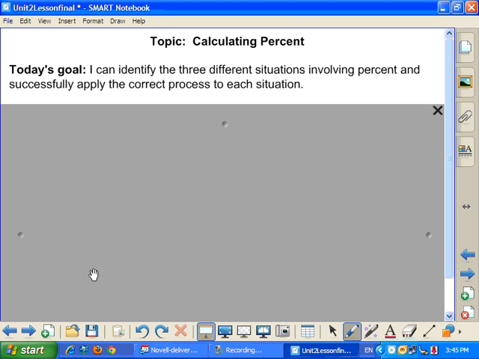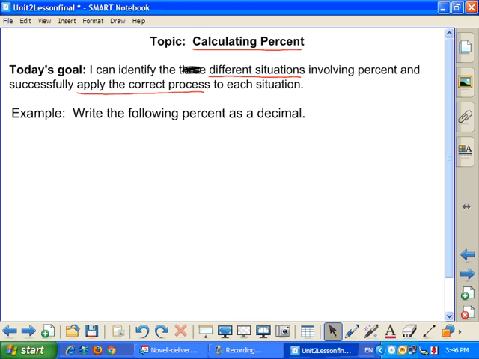So today we are working with percentage again. This is a throwback or review from Unit 1, and I'm going to be showing how we're using it. I want you to be able to identify the different situations involving percent. There are a couple of different situations, not too many, and I want you to be able to successfully apply the correct process.